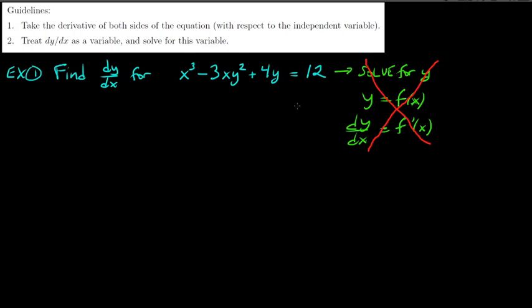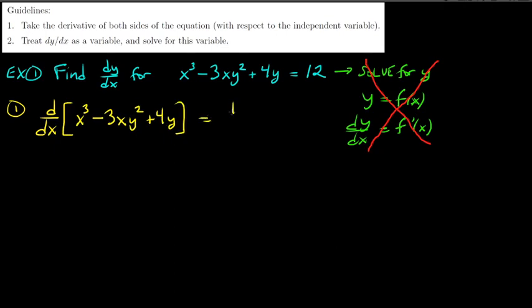So we're going to do this implicitly. So the first step, as it says in the guide here, take the derivative of both sides with respect to the independent variable, in this case, with respect to x. Okay, so I'm going to take the derivative of the left side of the equation, and take the derivative of the right side of the equation. So whatever you do to one side of the equation, you do to both sides. As with anything, that's the golden rule of solving equations. Okay, so here we're taking the derivative.